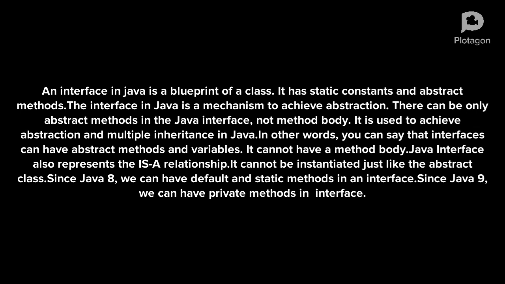Java interface also represents the IS-A relationship. It cannot be instantiated just like the abstract class. Since Java 8, we can have default and static methods in an interface. Since Java 9, we can have private methods in interface.